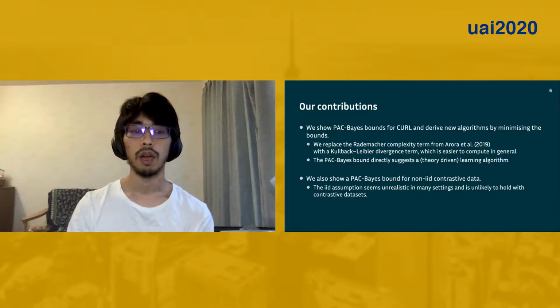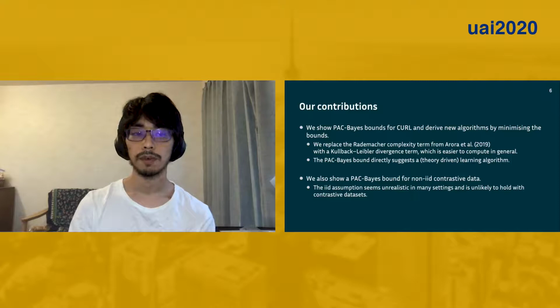We also show another PAC-Bayes bound for a non-iid data assumption. The existing bound and our first PAC-Bayes bound require the iid assumption for contrastive data. But the iid assumption is often violated for practical contrastive datasets. For example, a similar sample is generated by using data augmentation of base image x.